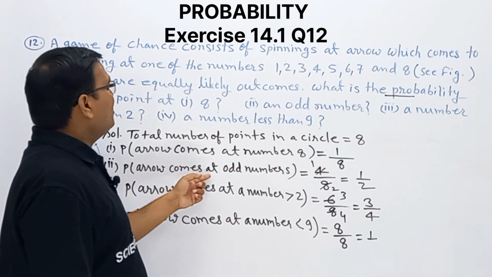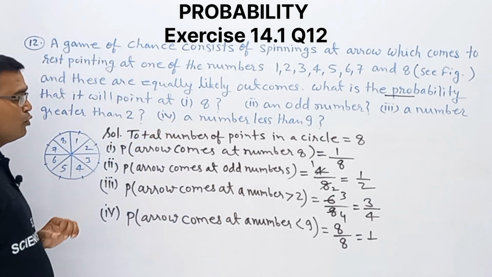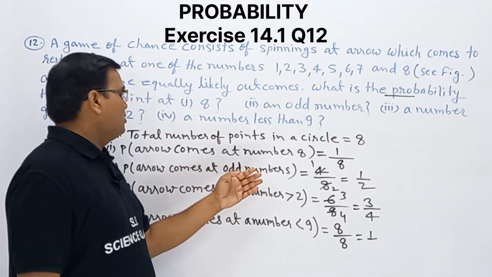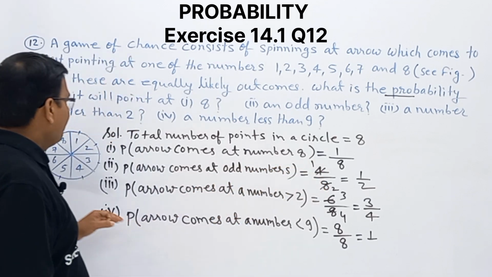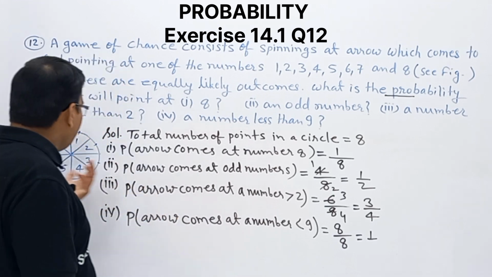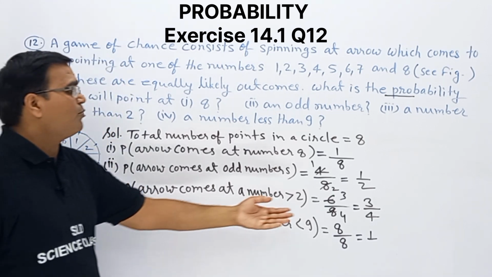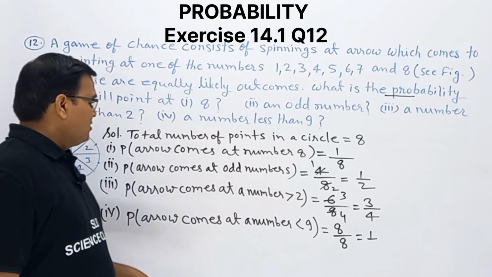Now the probability of the arrow coming at odd numbers. From 1 to 8 we have 4 odd numbers. So the probability is 4 upon 8, which is 1 by 2. Next, the probability of the arrow coming at a number greater than 2. We have 6 numbers greater than 2, so the number of favorable outcomes is 6, and the probability is 6 divided by 8.